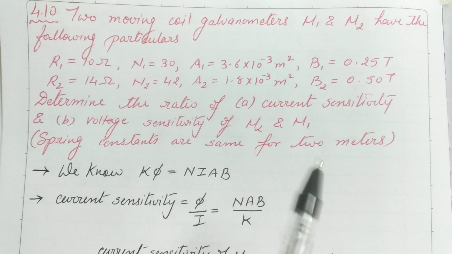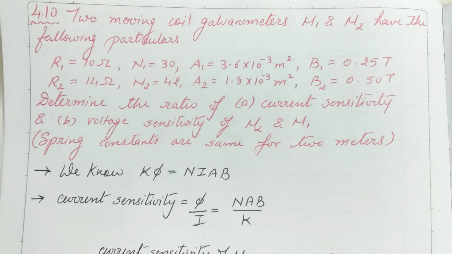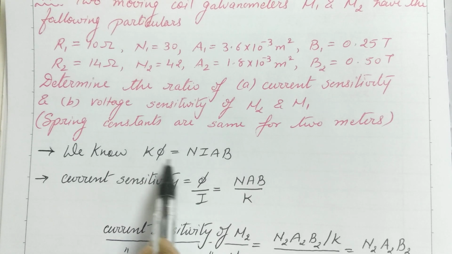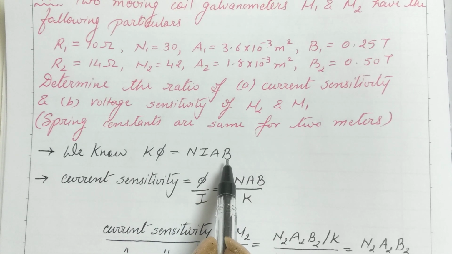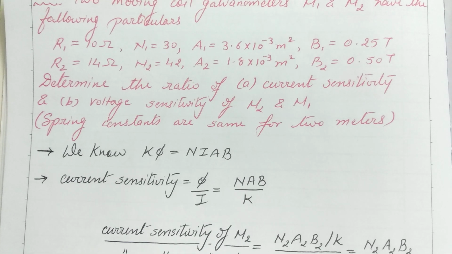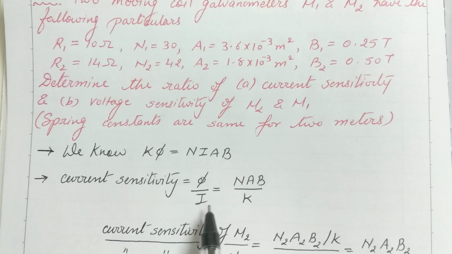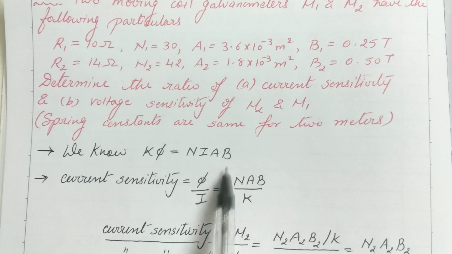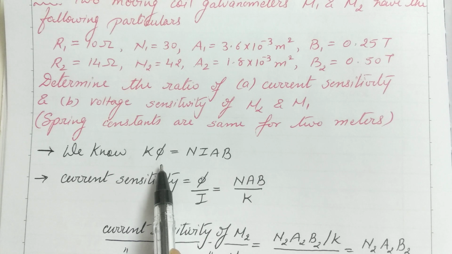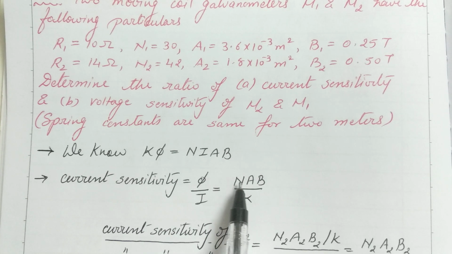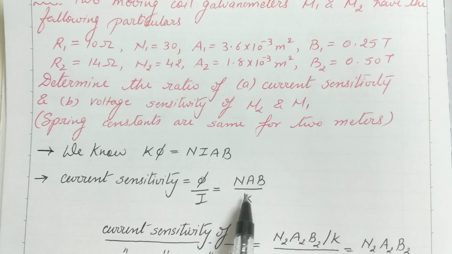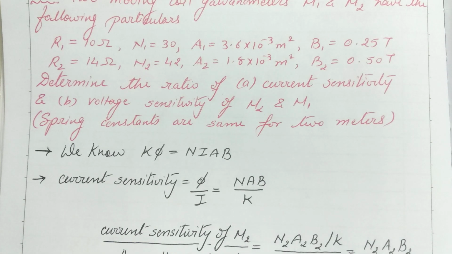This concept we have studied in topic 4.11, moving coil galvanometer, where we studied this equation: Kφ equals NiAB. Now from this, what is current sensitivity? The definition of current sensitivity is deflection per unit current. So from this equation, you can make φ by I the subject of the equation. This K will go down and you will be left with NAB divided by K. Now all these values for both the meters are given here, so you can calculate the ratio of current sensitivity.